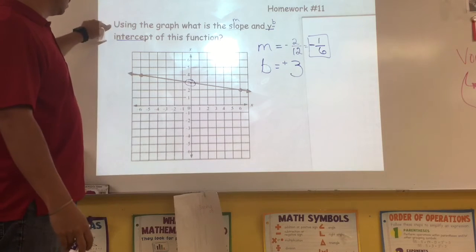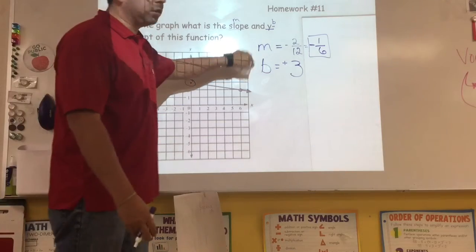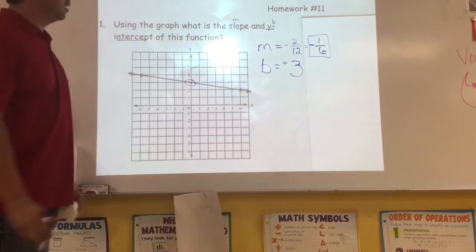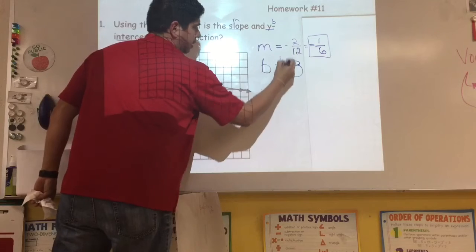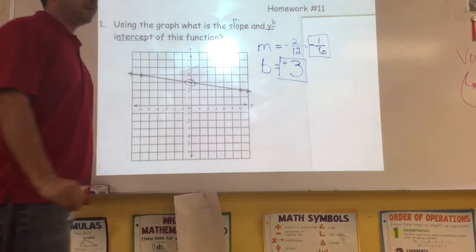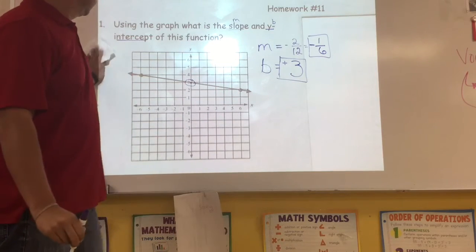So that's all it's asking for. What is the slope and y-intercept? This is what you need on your homework, those two. Okay? Negative 1/6 is the slope, and then positive 3. All right?